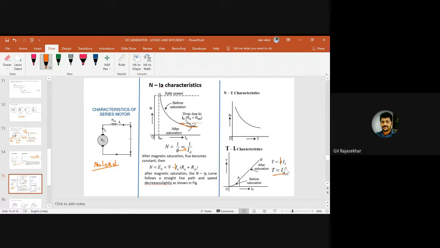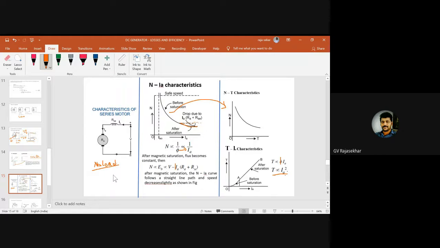Now, IA is proportional to root T, and you substitute that here. That means N is proportional to 1 by root T. Suppose I want the characteristics between speed and torque, then instead of IA, you substitute root T here. When torque is increasing, speed is reducing. It is a replica of the same characteristics. So these are the characteristics for a series motor.